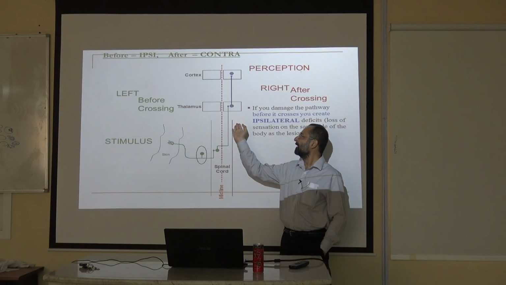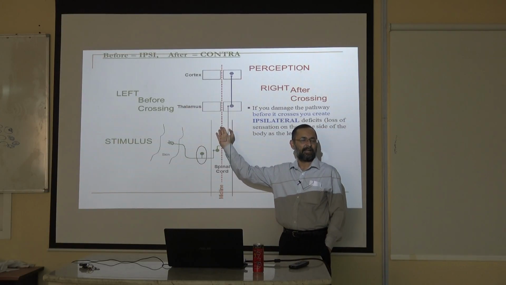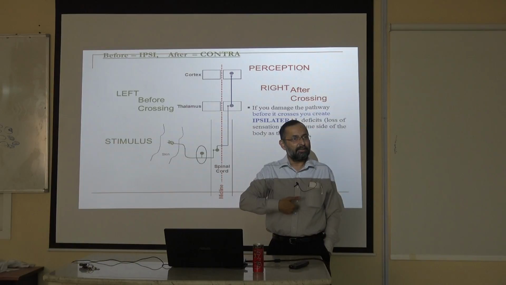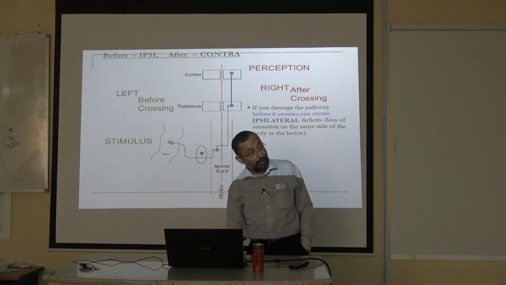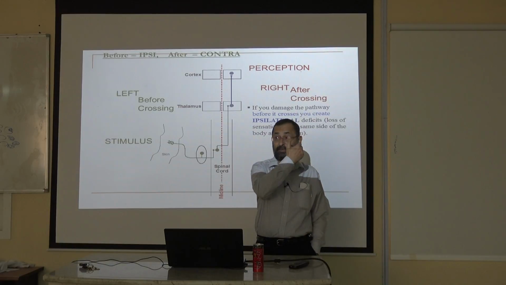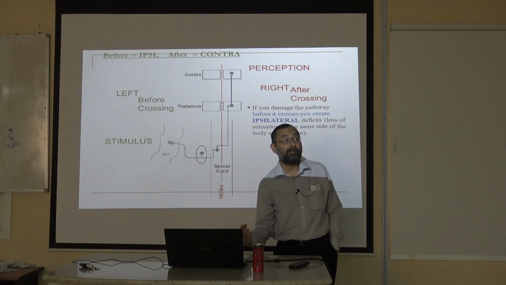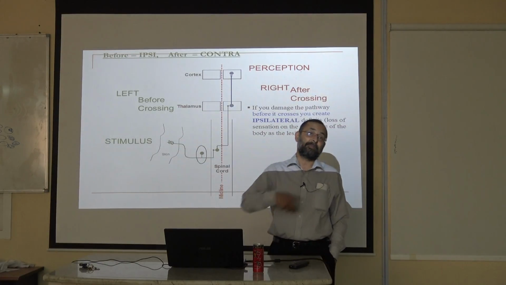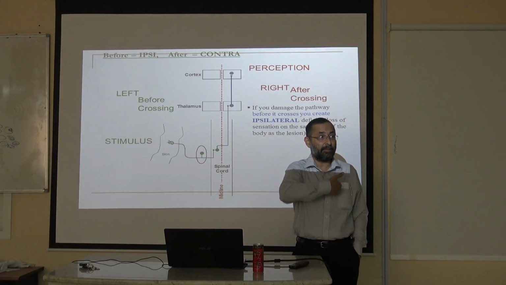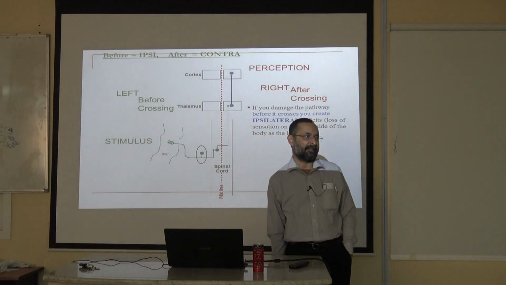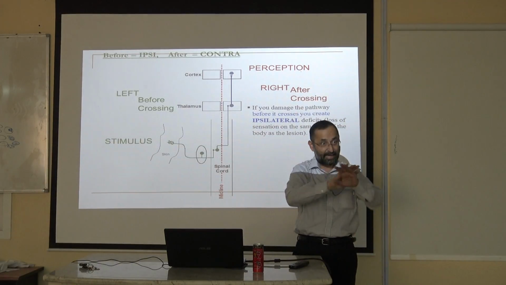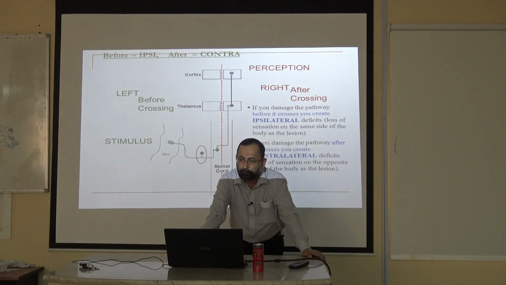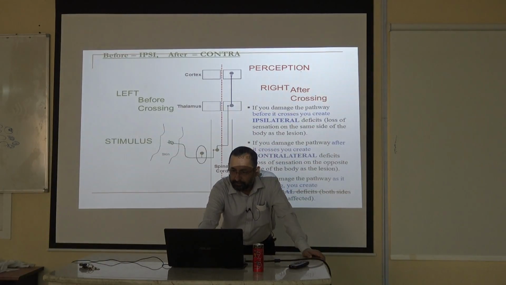But if you are damaging this side, you are cutting or damaging the opposite side of the spinal cord, you will have a problem on the opposite side in the body, because now the fibers have crossed in the spinal cord. So it's a contralateral loss of sensations. If the left half of the spinal cord is damaged, the right side of your lower body will be affected, because it's very simple, crossing over has happened. Clear? Okay. So it's contralateral. All right.